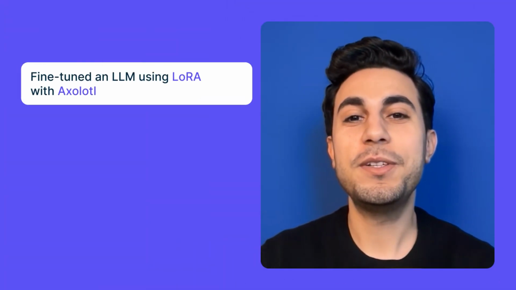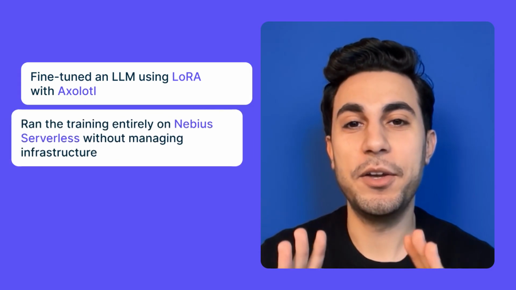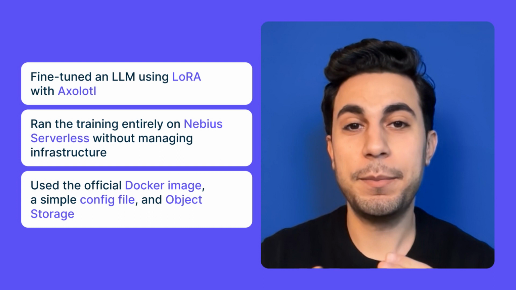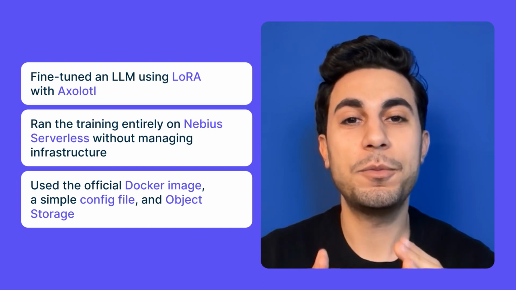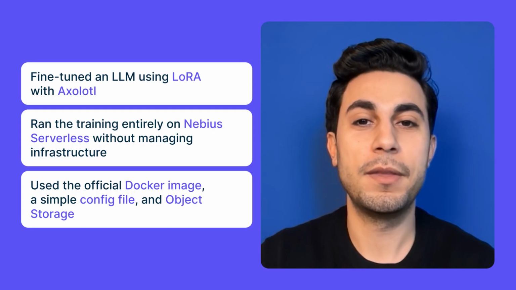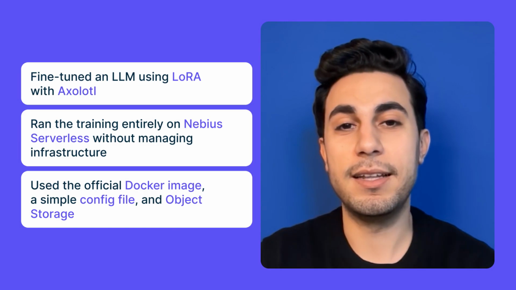Let's quickly recap what we did in this video. You fine-tuned the large language model using LoRA with Axolotl running entirely on Nebius Serverless. You used the official Docker image, a simple configuration YAML file, and object storage to persist the results, without managing any infrastructure. And note that the same workflow can also be run using the Nebius CLI if you prefer a command line approach.